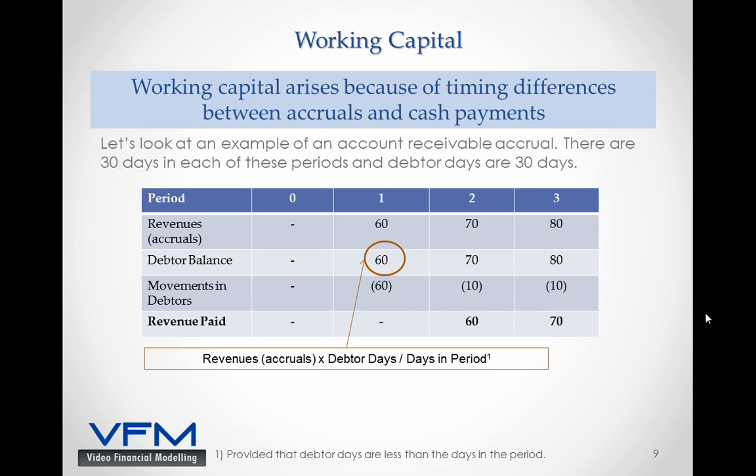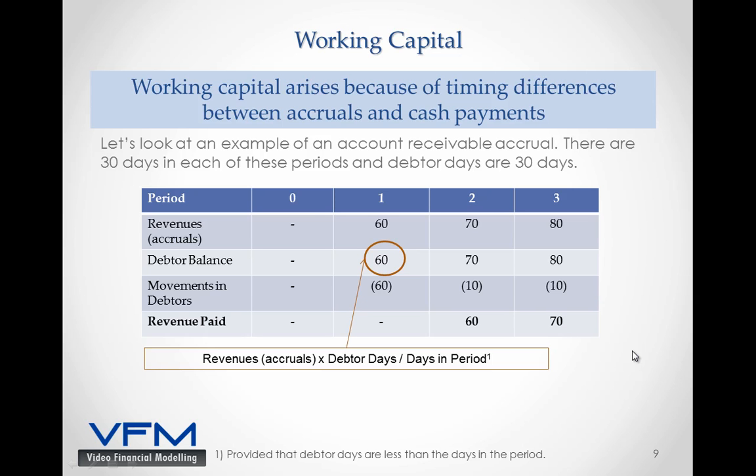So let's have a quick look at an example of an accounts receivable accrual. And in this example, there are 30 days in each of these periods, and debtor days are 30 days. So debtor days are simply your accounts receivable days. I think it's probably best if we do an example.